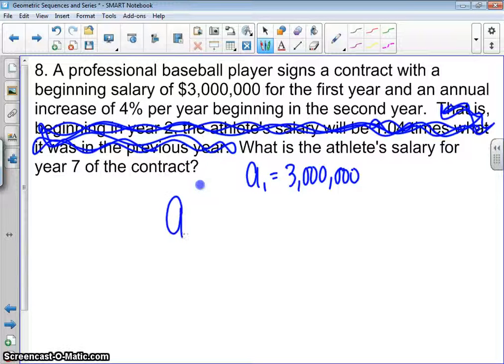So I've got this formula. I'm trying to find A7. A1 is 3 million. R is what I need to find. And then N is going to be 7 minus 1, which is 6. Now, R. I know this, first of all, is geometric because in order to take 4% of 3 million, I'd have to multiply by 0.04.